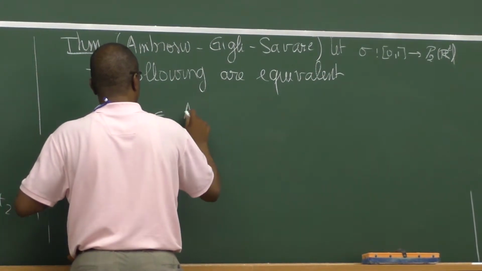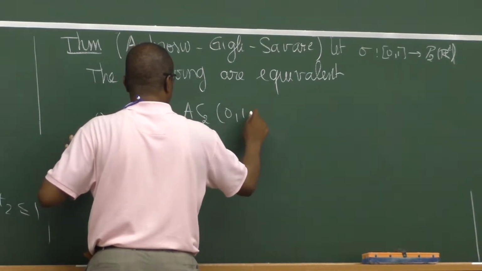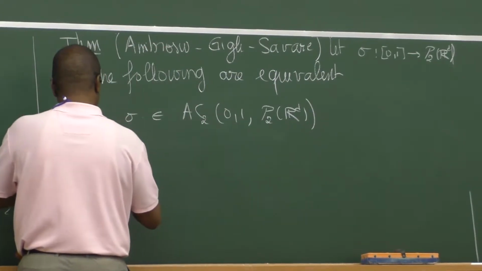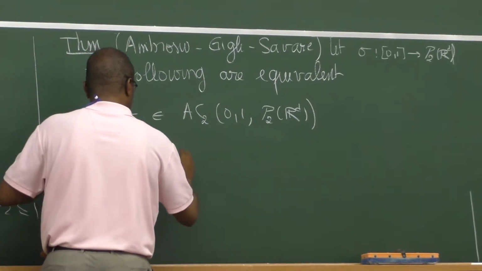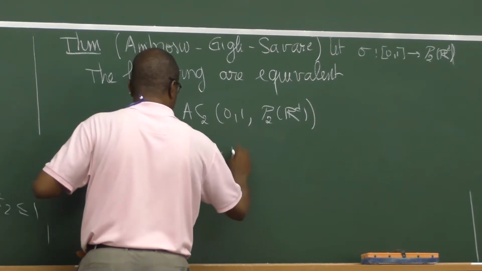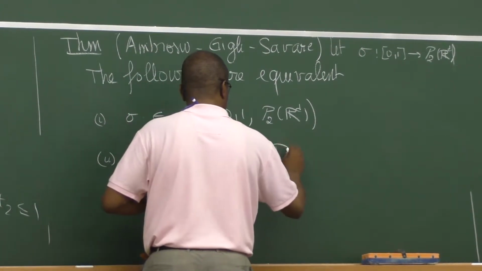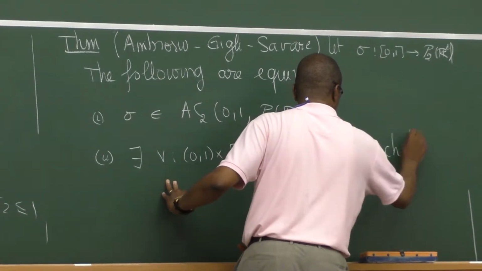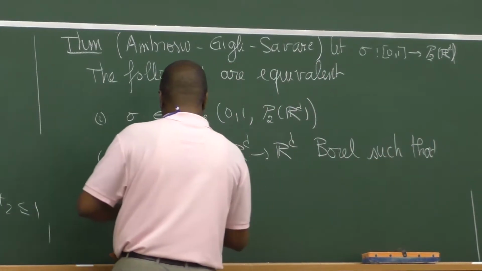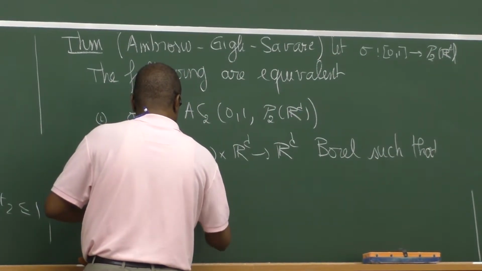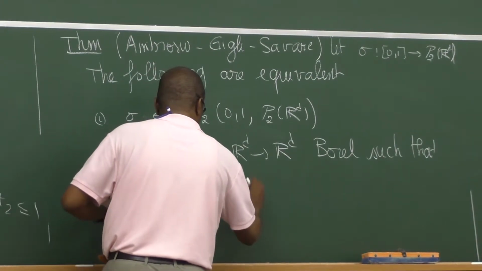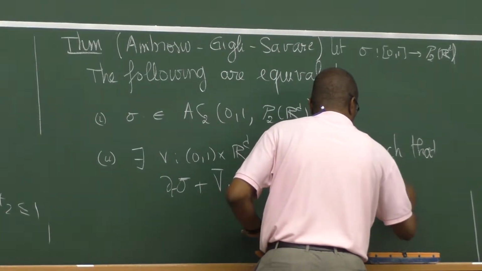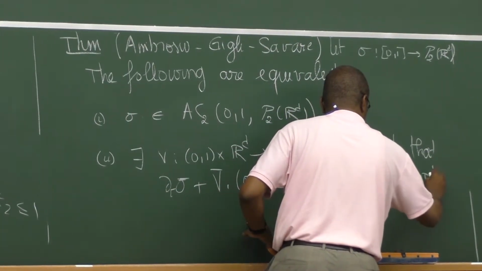Sigma is in AC2 of (0,1), P2 of R^d. There exists a vector field from (0,1) cross R^d into R^d, Borel, such that in the sense of distribution, the derivative of sigma with respect to time plus the divergence of sigma v equals 0 in the sense of distribution on (0,1) cross R^d.